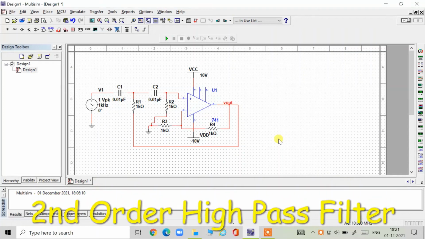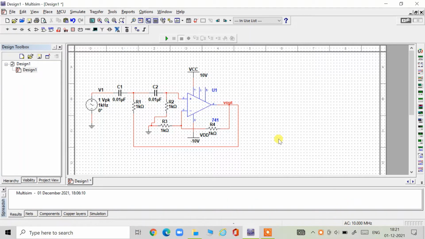Friends, now we are going to learn how to simulate the high pass filter. So this is the circuit of the second order high pass filter. I hope all of you know how to make this particular circuit. If you don't know, then see the video of low pass filter first.